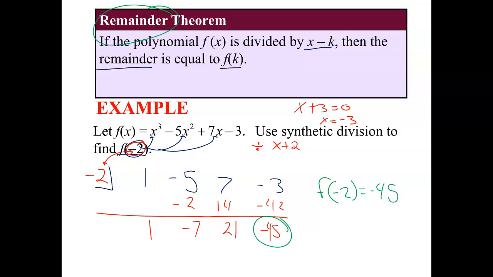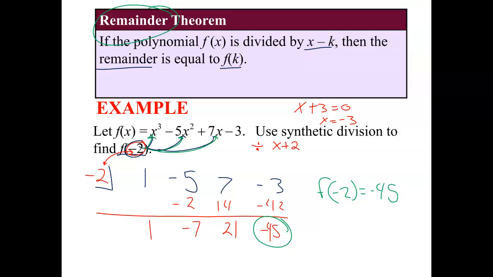F of negative 2 equals negative 45. That is the same as if I had plugged negative 2 in for x and then spent the time to solve all this. Now, the inevitable question that's probably in several minds is, why do I have to do synthetic division when I could just plug it in and solve? Three reasons. The first reason is because I said so.